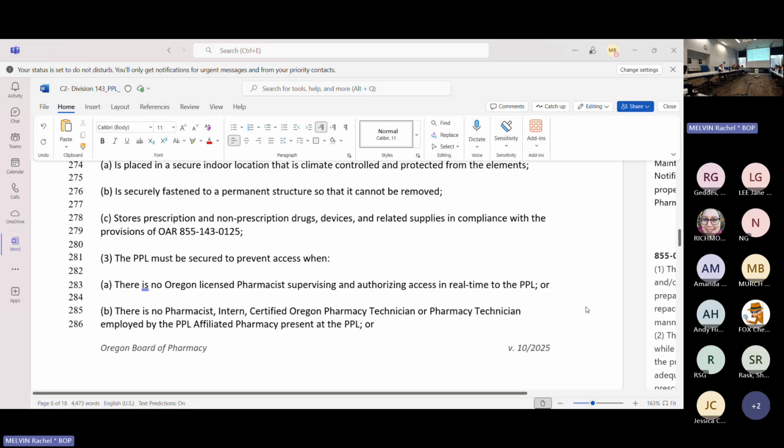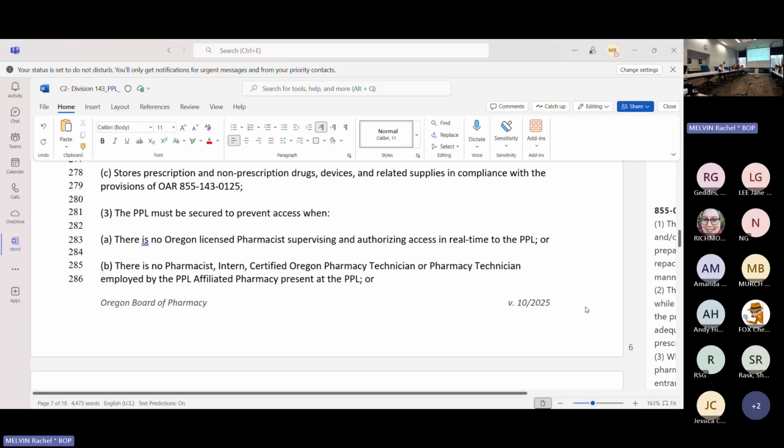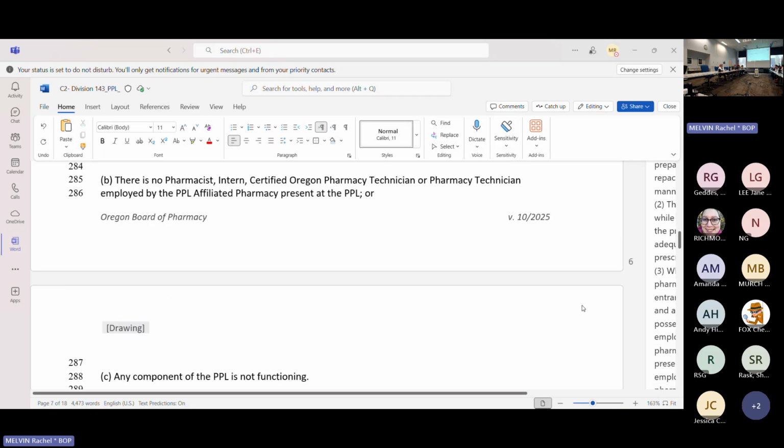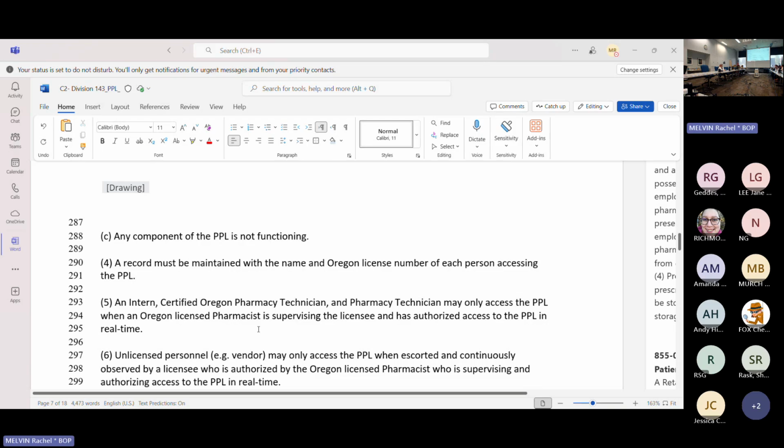And how would that be done? I'm talking about number 4, paragraph 4: a record must be maintained with the name and Oregon license number of each person accessing the PPL. That's maintained at the brick and mortar, I'm assuming, right? Like, they would keep track with electronic access and so forth about who's accessing it. Okay.